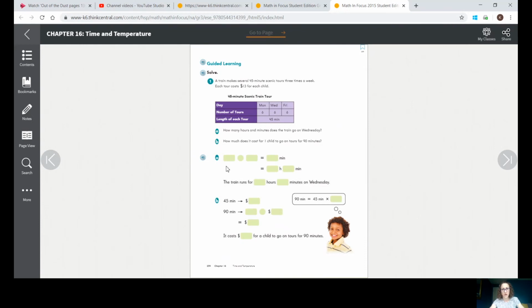Okay, so pause me for a minute and see if you can work out these answers on your own before I share them with you.